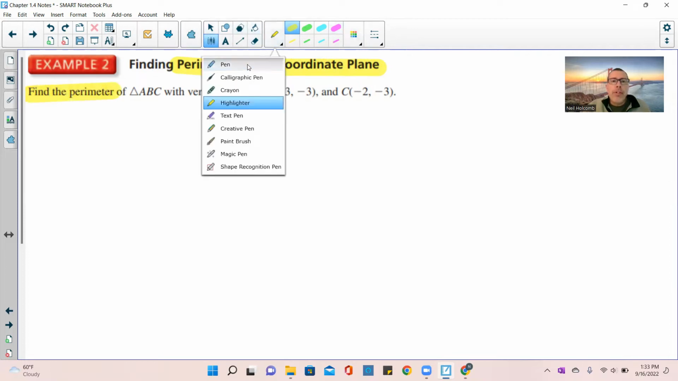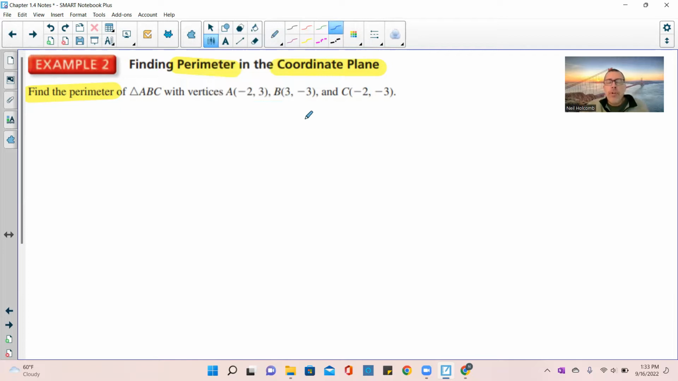Hopefully you remember what perimeter is from prior math classes. Perimeter is the distance around an object. So think of it as putting a fence around an area. The length of all the sides of the fence would total the perimeter. So the first thing I would do is to graph it. It's not necessary to graph it, but I'm going to do that to show you the shape it creates.